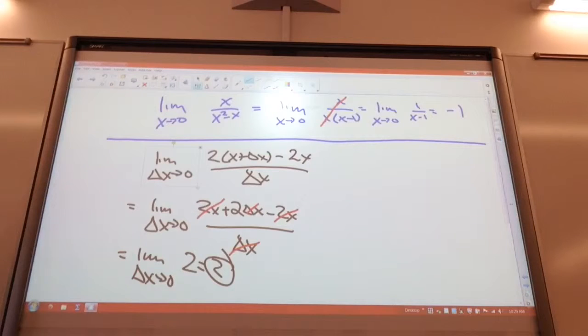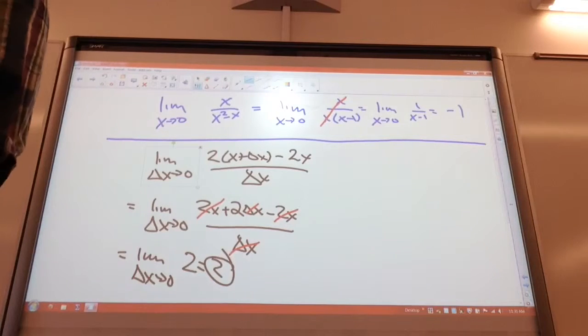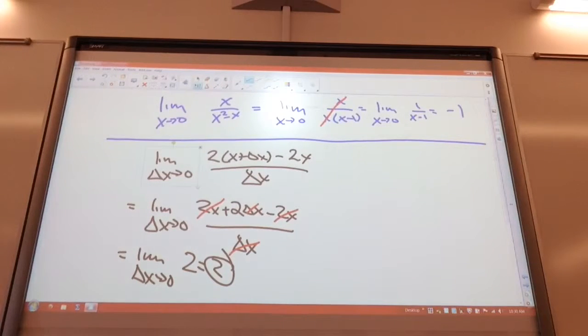All right, good. Any other homework problems we need to look at before we talk about continuity? Good? Good? All right. Good. Let's talk about continuity. Okay.